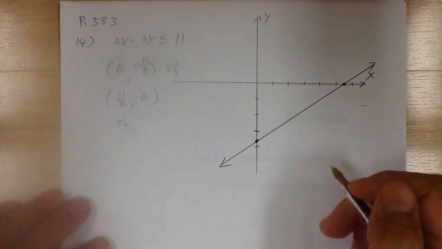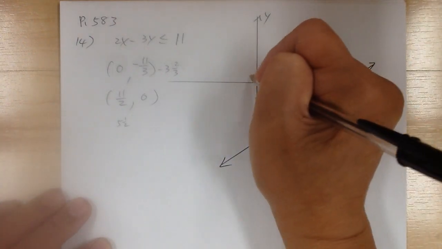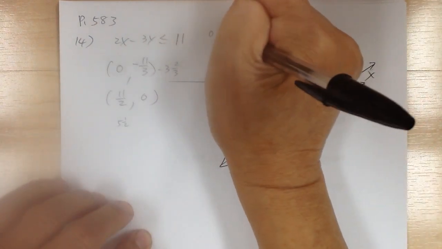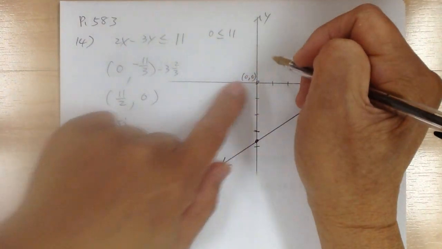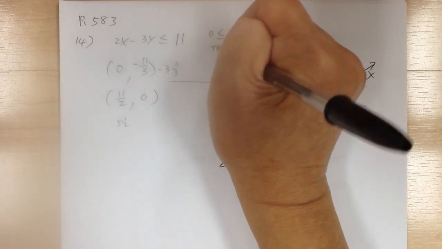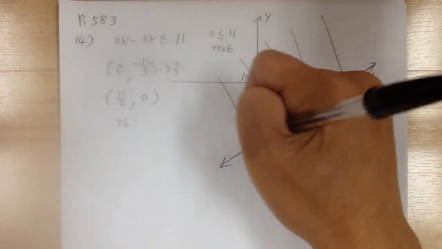Okay, and do the testing point again. Use any point that is not on the line. So easiest point is 0, 0. So put 0, 0 in here. You're going to get 0 is less than or equal to 11. Right? When you put 0 in here, 0 in here, all this becomes 0. So this is true. That means your graph is on this half.